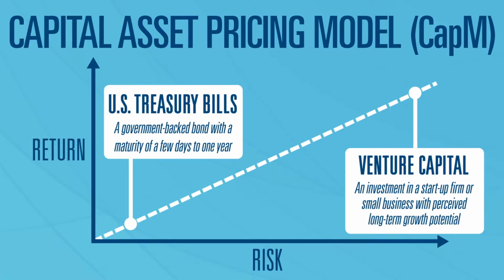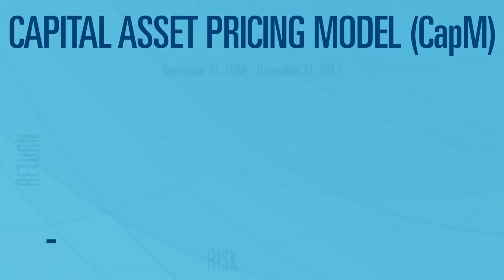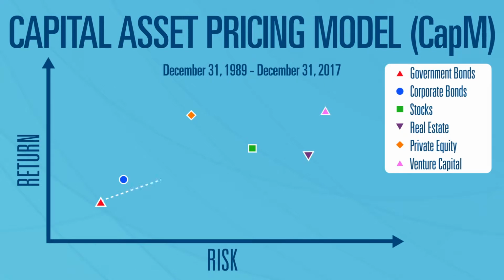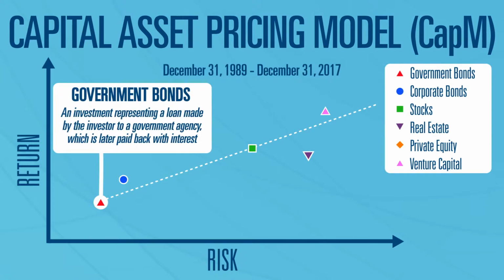Now, the relationship between risk and return isn't always this linear. Looking back over the last 30 years, you can see that the risk-return ratio of each asset class doesn't change much compared to the other types of assets. For example, government bonds should always carry less risk than real estate investments.